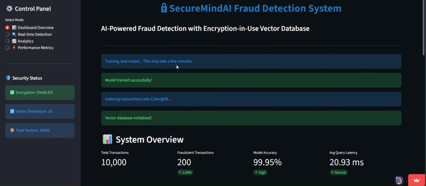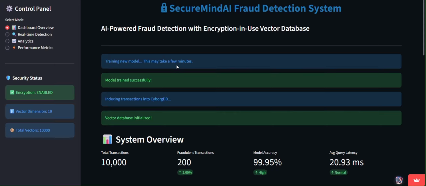When a new transaction comes in, the system compares it with millions of past encrypted transactions and instantly predicts whether it is fraud or normal, along with a risk score. Because everything stays encrypted throughout the process, even the bank or an attacker can't see the actual transaction details. This gives us both speed and privacy at the same time.